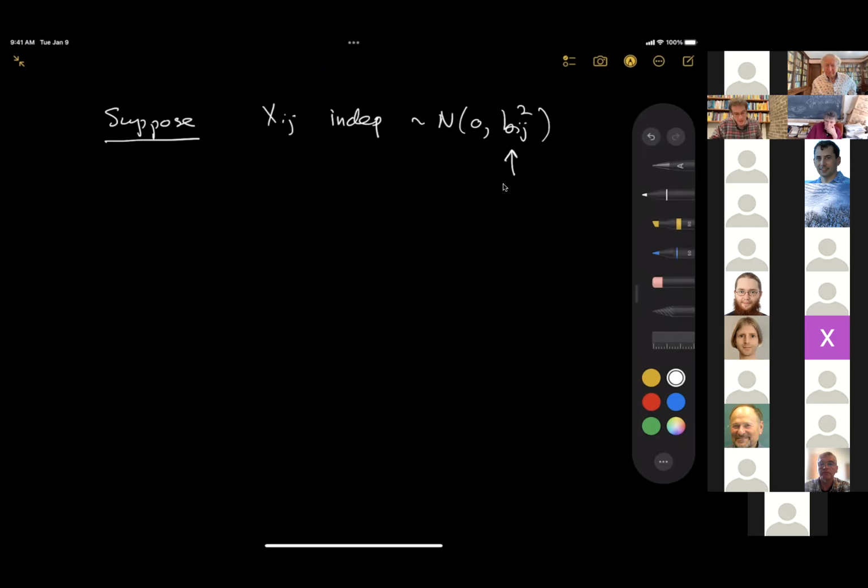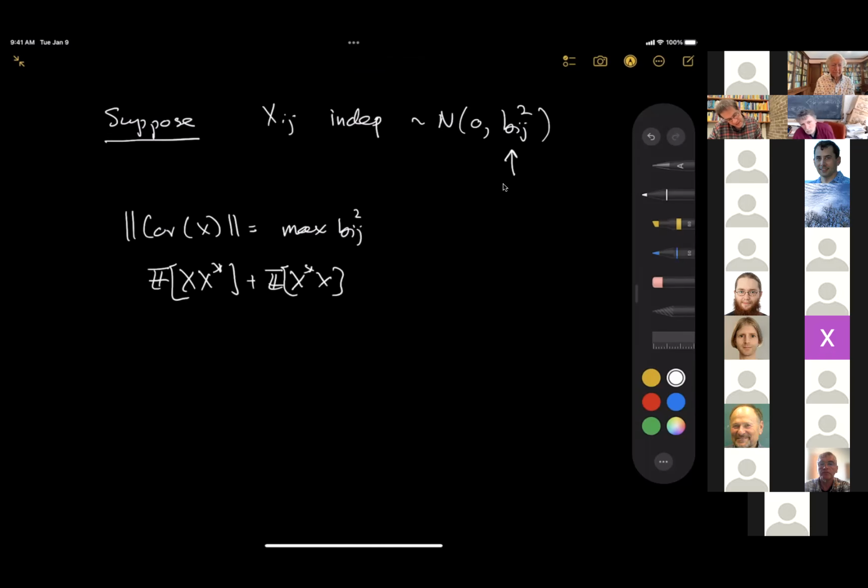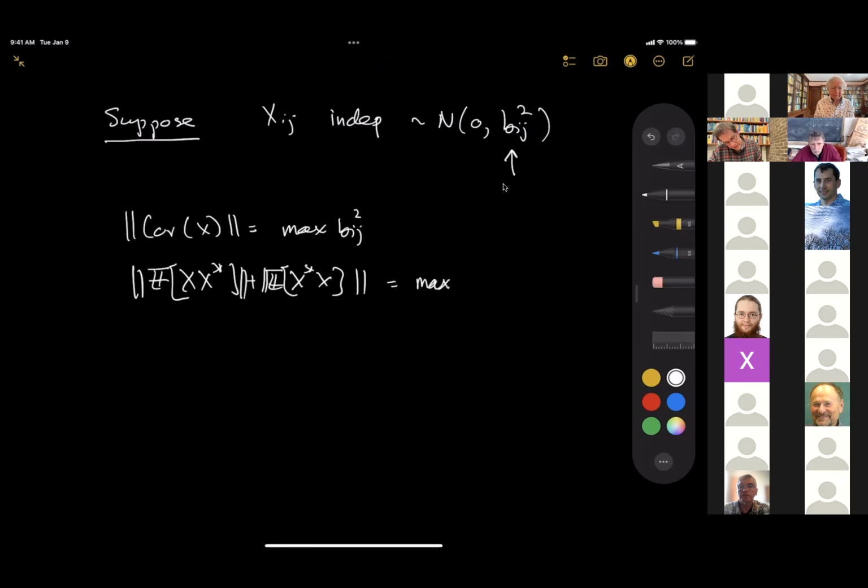Does that make sense? So in this case, the norm of the covariance matrix of X is the maximum of b_ij squared, because the entries are independent. So the covariance matrix of the entries is diagonal, right? It just has the variances of the entries on the diagonal. So it's the maximum. And in this case, because I didn't make it symmetric, instead of the expectation of X squared, I would have to take the expectation of X X transpose plus the expectation of X transpose X. This is the correct generalization in the non-symmetric case. So this is the max of the sum of the variances along the rows plus the maximum of the sum of the variances along the columns.